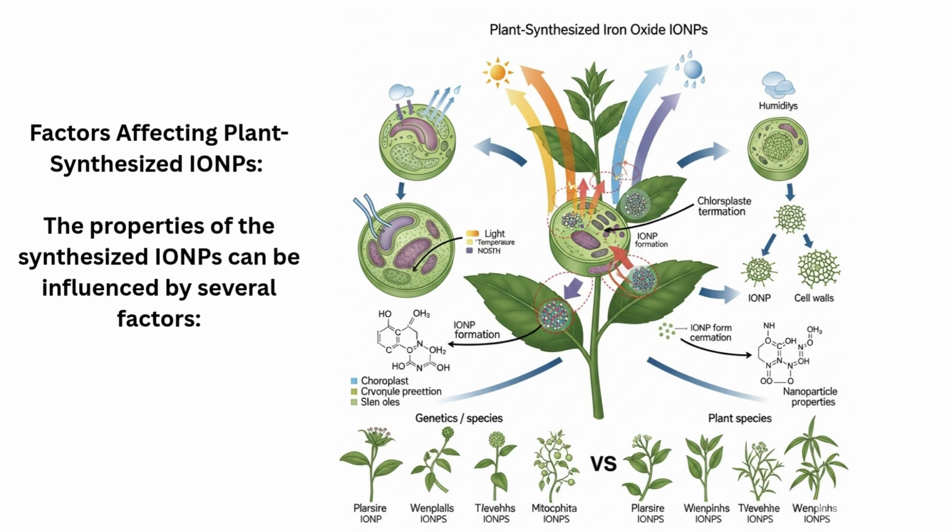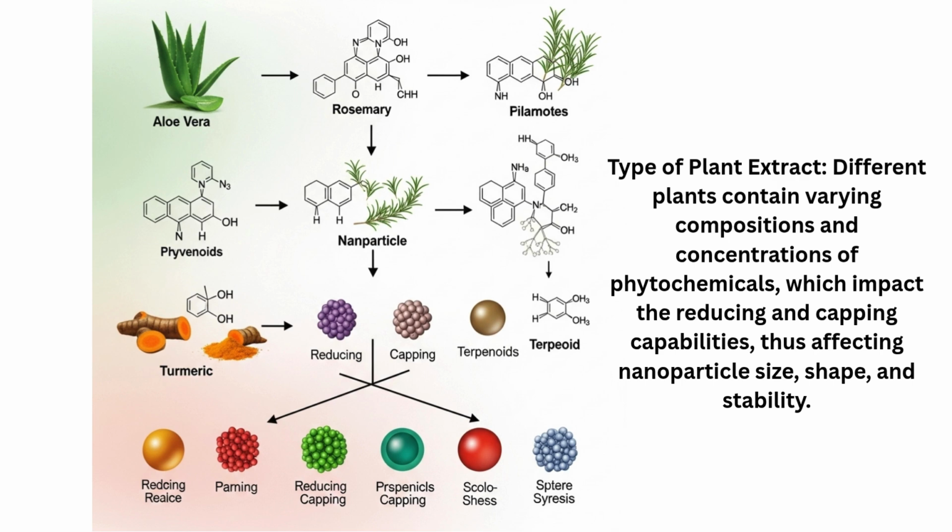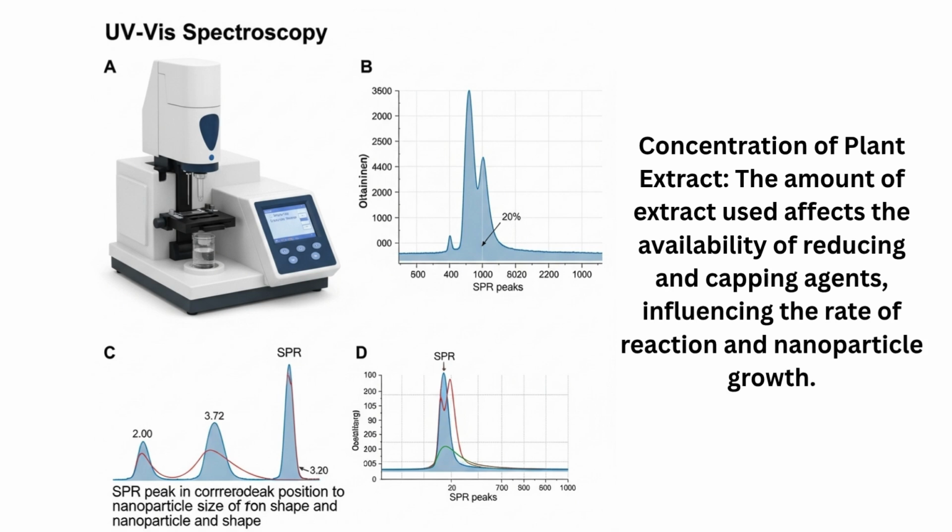Factors affecting plant-synthesized IONPs. The properties of the synthesized IONPs can be influenced by several factors. Type of plant extract: different plants contain varying compositions and concentrations of phytochemicals, which impact the reducing and capping capabilities, thus affecting nanoparticles' size, shape, and stability. Concentration of plant extract: the amount of extract used affects the availability of reducing and capping agents, influencing the rate of reaction and nanoparticle growth.